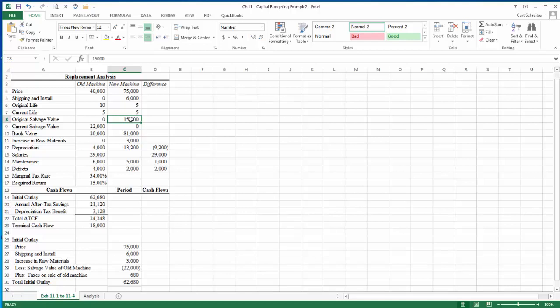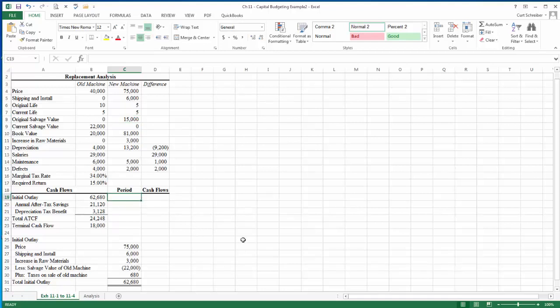If there happened to be a gain, then that gain would be taxed at 34%, and we would need to factor that into this terminal cash flow. If there happened to be a loss, that would result in a tax savings, which would then bolster this terminal cash flow. But in this case, since the original salvage value is going to be equal to the book value, and we're assuming there's no gain or loss, then there is not going to be a tax impact.